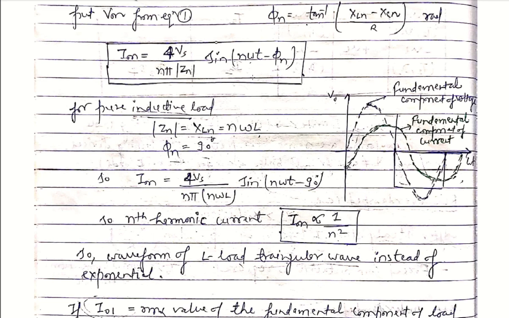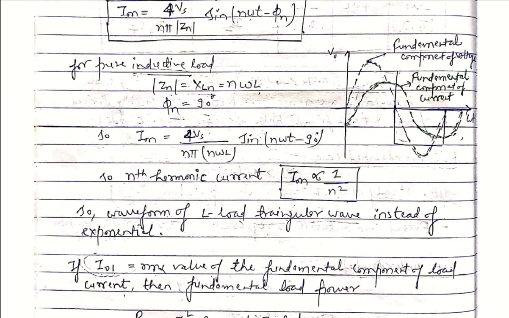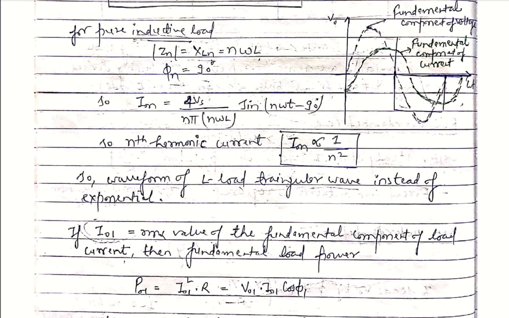So if we put these parameters, then we will calculate the I0n, which equals 4 Vs divided by n pi, putting modulus of Zn equal to n omega L, and phi n equal to 90 degrees. From this we will see that I0n is proportional to 1 upon n square, because 4 is constant, Vs, the DC input voltage, is constant, frequency is constant, so all parameters are constant. So in this manner the nth harmonic current is proportional to 1 upon n square.